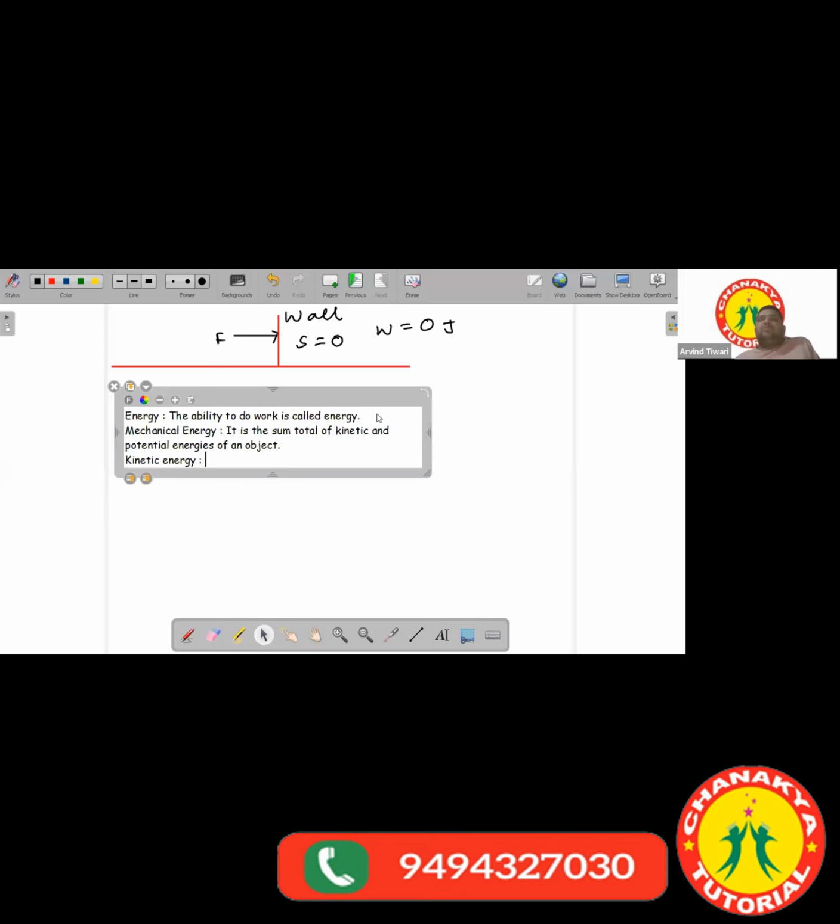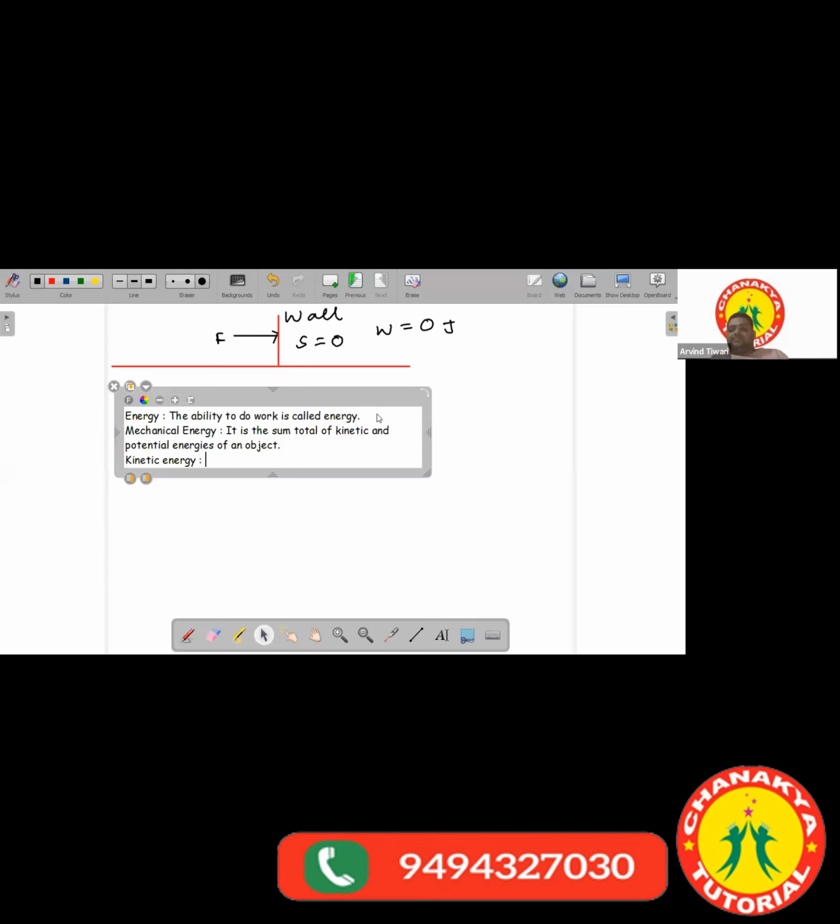So do we observe that some work is done? Can we say that some work is done over here? Yes, the ball has done some work. It is because the ball had some energy, because energy is the ability to do work. So the ball had some energy because of which it was able to do the work, and hence we will say that the energy which the ball had is called the kinetic energy.